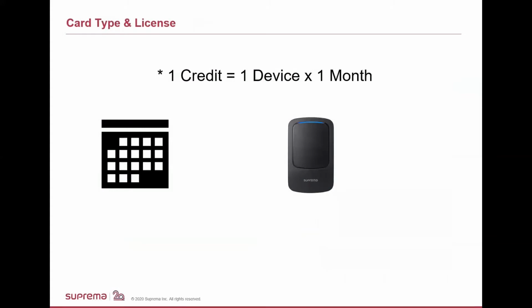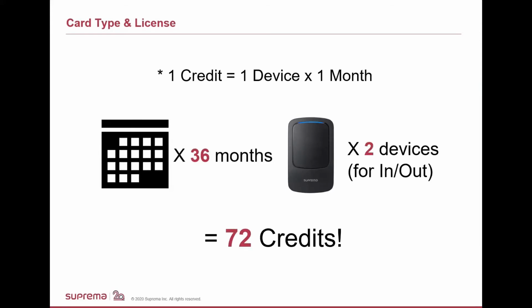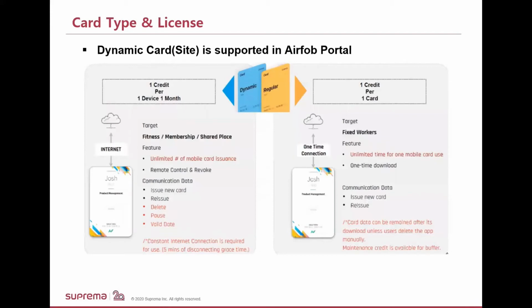For your understanding, I prepared a sample of Dynamic Card credit. Let's assume that you are planning to run the service for 36 months. You are planning to install 2 devices for in and out. If you use Dynamic Card in the site, then you will earn 72 credits. If you'd like to purchase license or want to get more information about license policy, please contact your regional sales representative for further support.